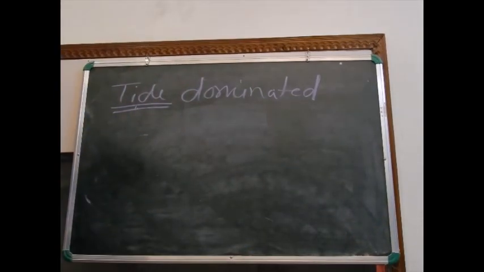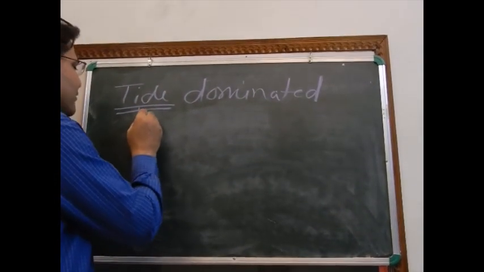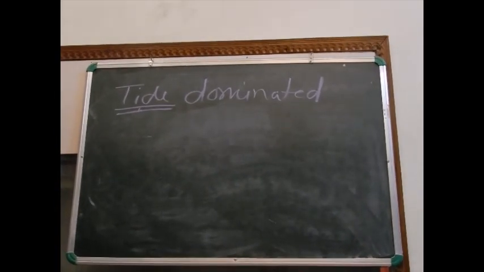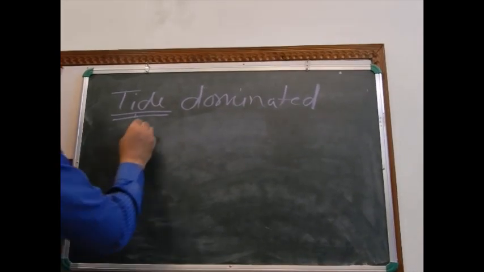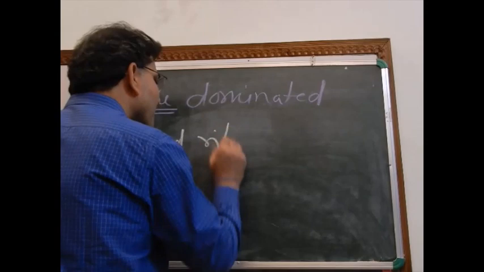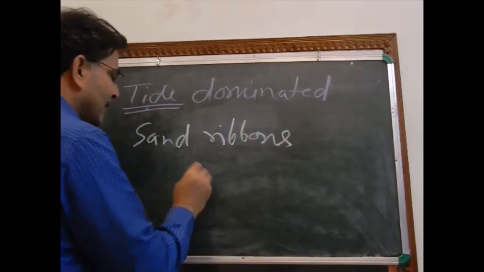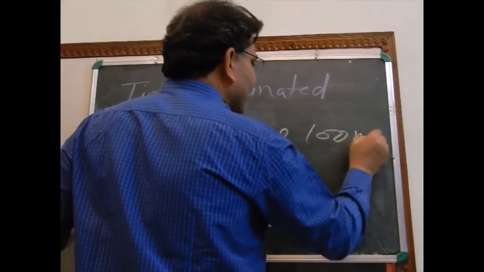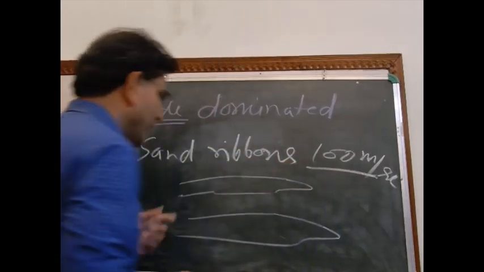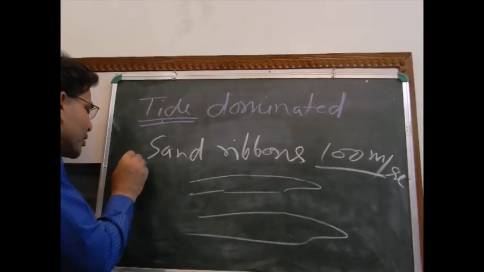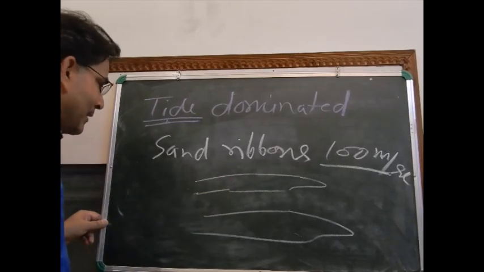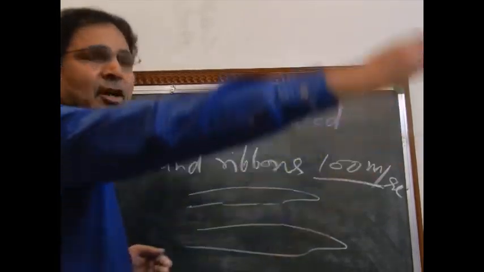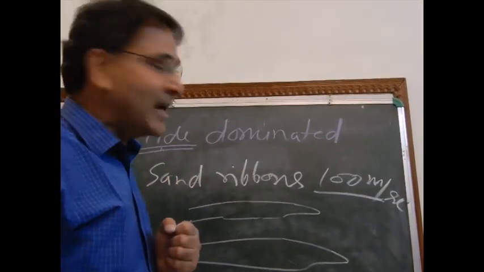Then if the velocity further increases, and if that is between 100 to 150, then the sand ribbons are formed. Sand ribbons look like this. They are formed if the velocity of tides is more than 100 meters per second. They are a few meters in thickness. They are 100 meters wide, and they are tens of kilometers long. That's why they are known as sand ribbons.